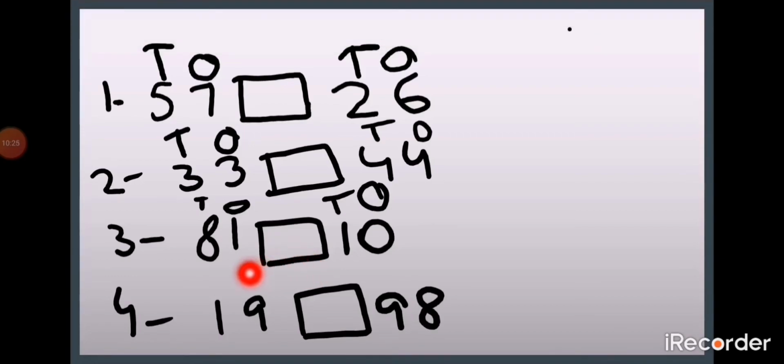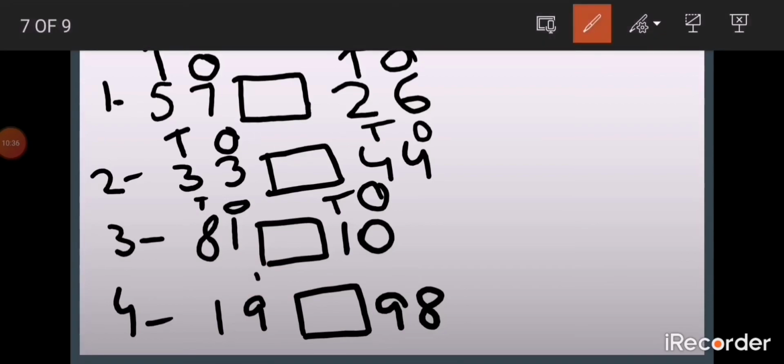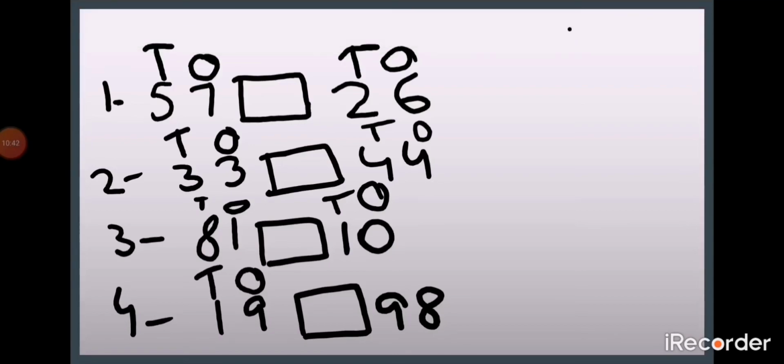Again, the second thing we will do is to put the values. Look at this number 19. Start from the right side digit, that is 9. Put the first value ones, write O for ones on 9. The next digit is 1. Put T for tens. So this number 19 has 9 ones and 1 tens.